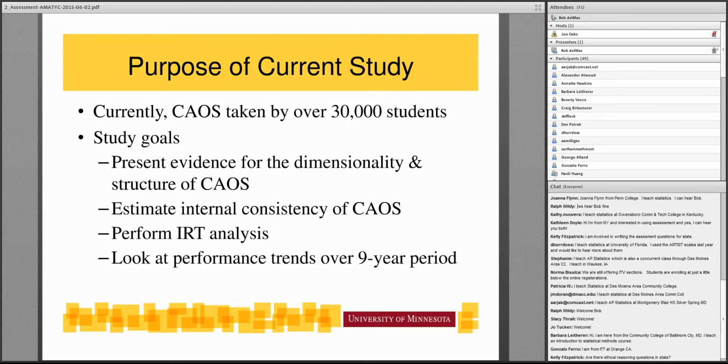What I'm going to do here for a little while is present some evidence for the dimensionality of the CHAOS test. What is it measuring? Look at its internal consistency, so we're getting into some technical information with its reliability. Give some results from an analysis based on item response theory, looking at the psychometric properties of it, and then look at some performance trends over a 9-year period, the past 9 years of the administration of the CHAOS test.